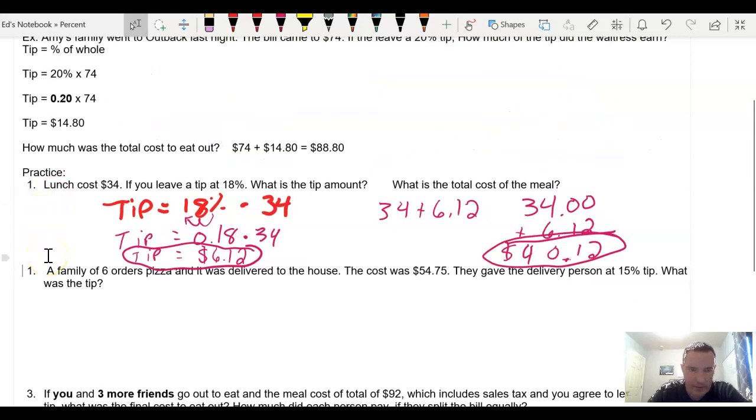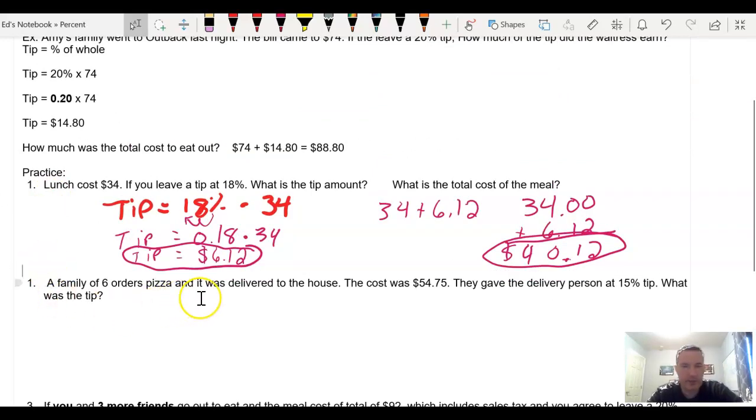We have a family of 6 who order pizza and it was delivered to their house. The cost is $54.75. They gave the delivery person a 15% tip. What was the tip? Notice the question is not saying what is the final cost to eat out. They just want to know the tip. So we have a little bit easier problem. So we're going to do again.